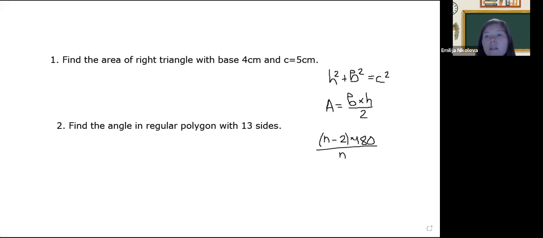So did someone solve the first one? So for the first one, pay attention, it is given the base and the hypotenuse.